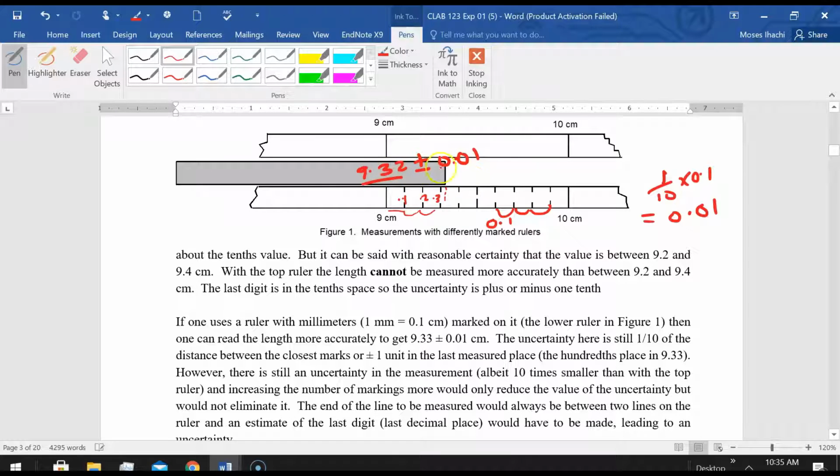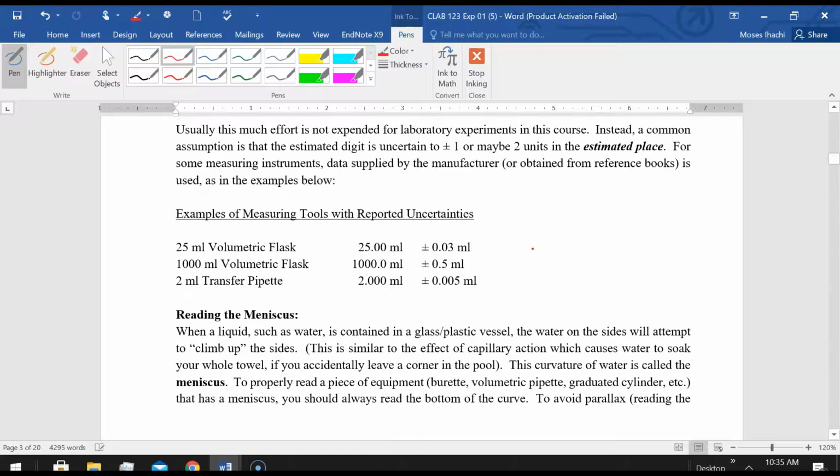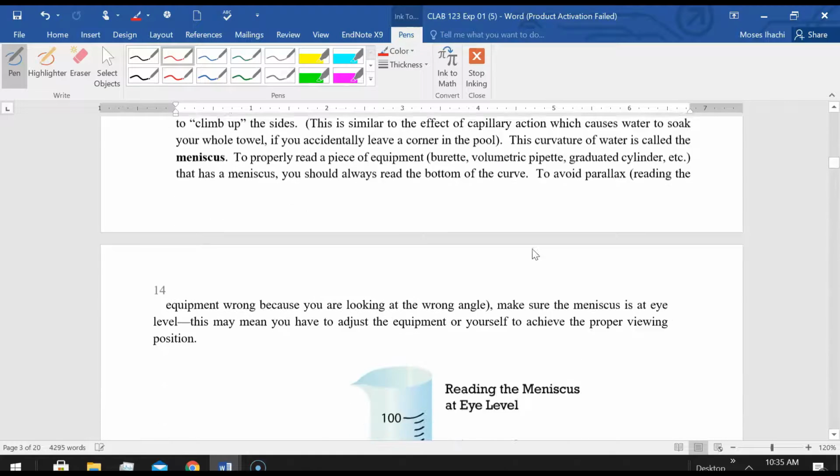Now this means that this last guessed digit can be a 3 or can be a 1. And according to the manual, whoever wrote the manual read it as 9.33. So you still give plus or minus 0.01, because each of these calibrations is a millimeter. Okay, so the more calibrations you have, the more accurate the reading.